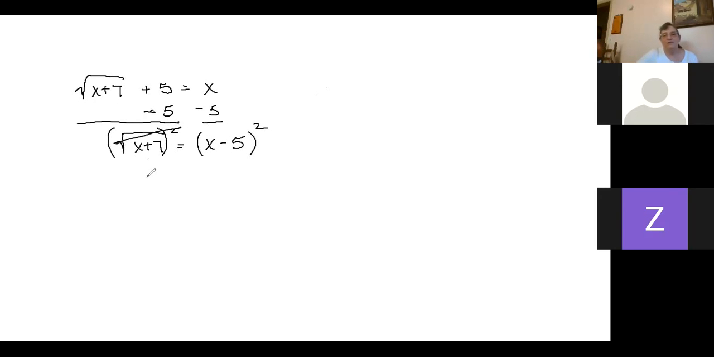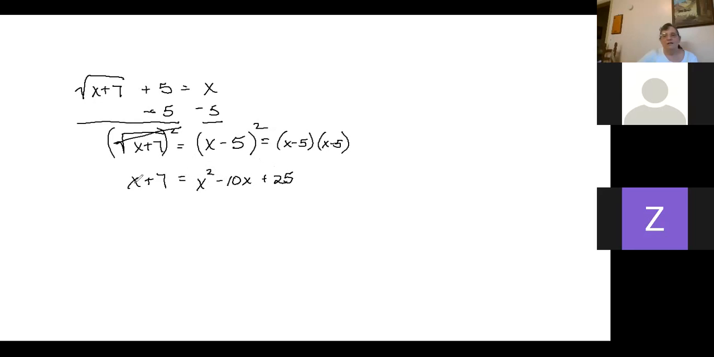This part turns out to be the easy part. Square root squared is just itself. This has to be FOILed out. And because we're a little short for time, I'm going to FOIL that out, and it's going to be x squared minus 10x plus 25. I already know what it's going to be.